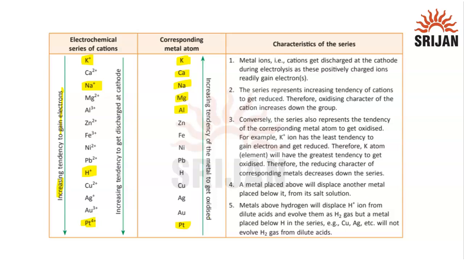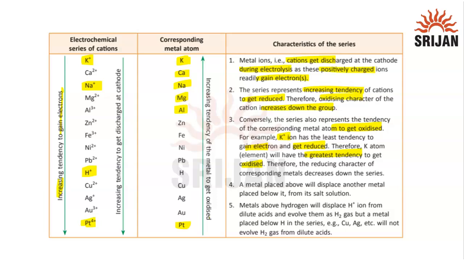Now let's have a look at the characteristics of the series. Metal ions, which are cations, get discharged at the cathode during electrolysis, as these positively charged ions readily gain electrons. So the series represents the increasing tendency of cations to get reduced. Therefore, the oxidizing character of the cation increases down the series, as we just saw. Conversely, the series also represents the tendency to get oxidized. For example, the potassium ion has the least tendency to gain electrons and get reduced. Therefore, the potassium atom will have the greatest tendency to get oxidized.